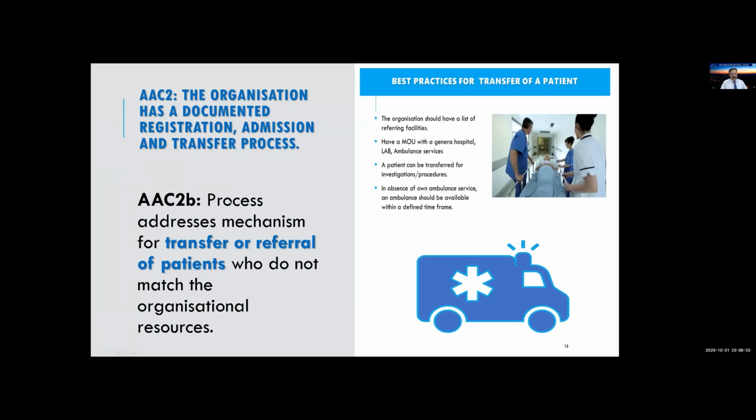AAC 2B addresses the mechanism of transfer or referral of patients who do not match the organizational services or organizational resources. So you should have a list of referring facilities. It may be an ophthalmic institution or a multi-specialty hospital. So you should have an MOU with the general hospital as well as all the outsourced services like lab and ambulance services. And if you don't have an ambulance of your own, you need to have a tie-up with an ambulance services agency, and you should have an MOU.